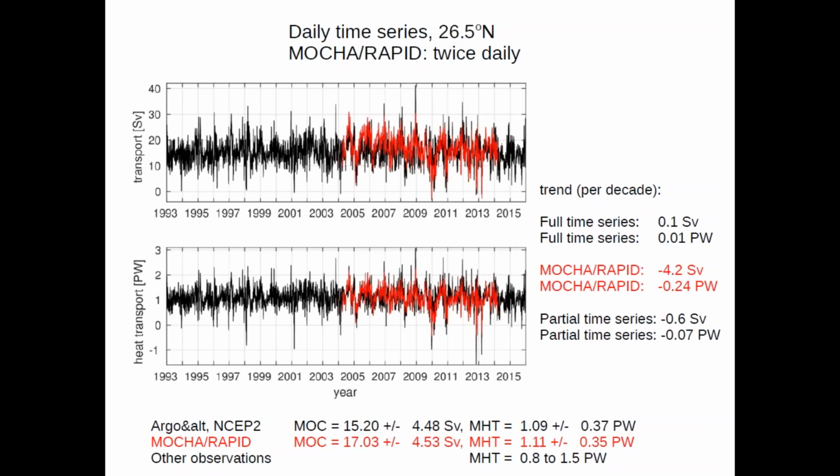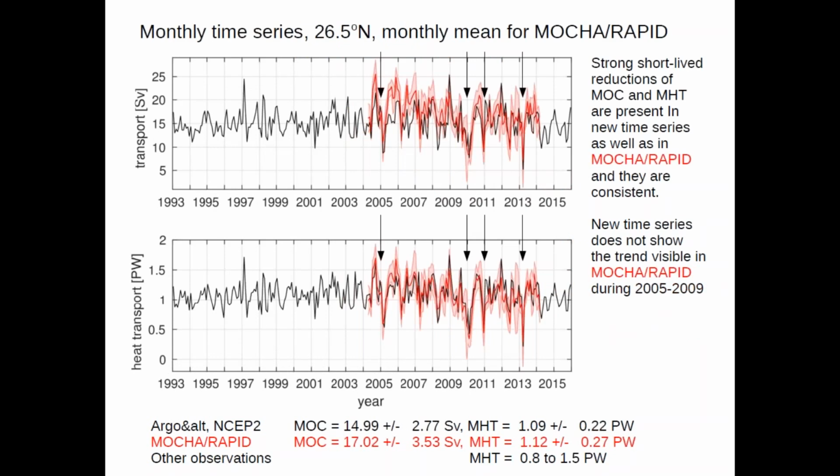And then here the black time series is basically an insignificant trend, computed as a trend per decade. And then Mocha Rapid has this trend of minus 4.2, here the red one, for the Sverdrups, and 0.24 for the heat transport. And if I do the partial time series for the same time period, I get a much smaller trend. So that's what I'm going to look at a little bit. Why would that be different?